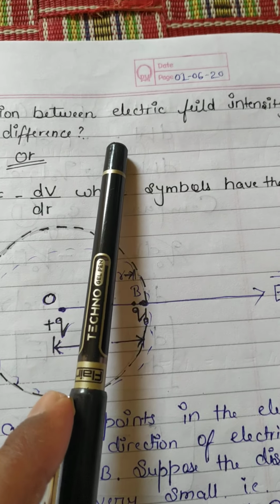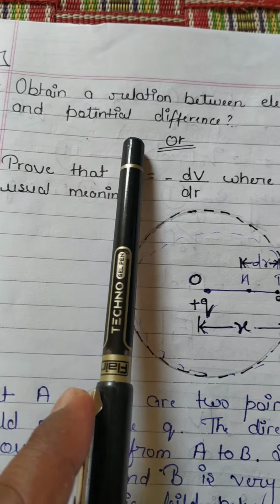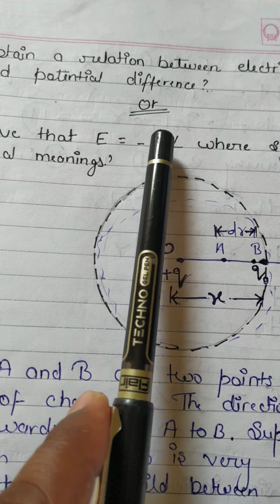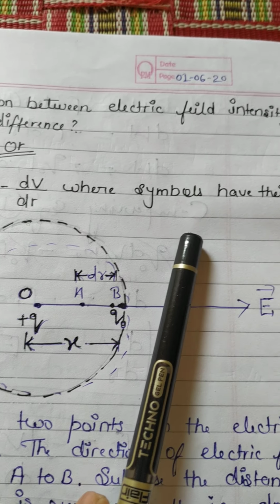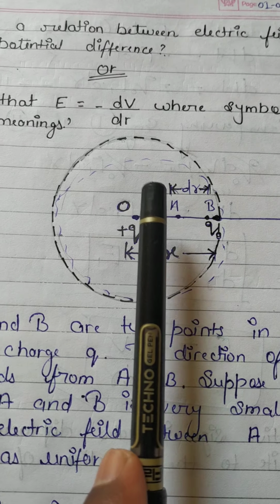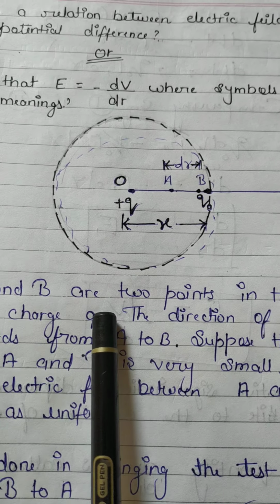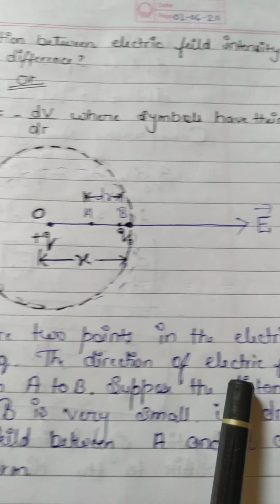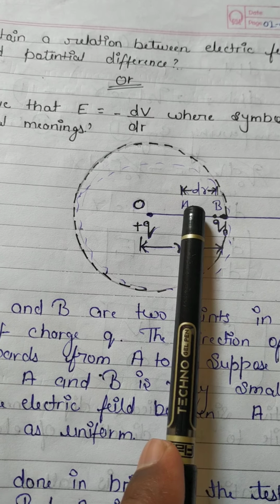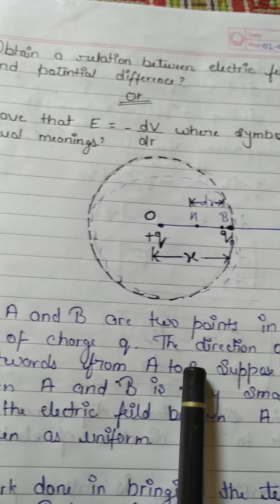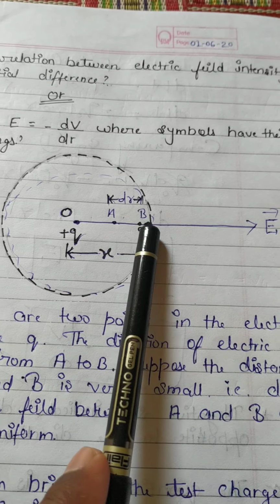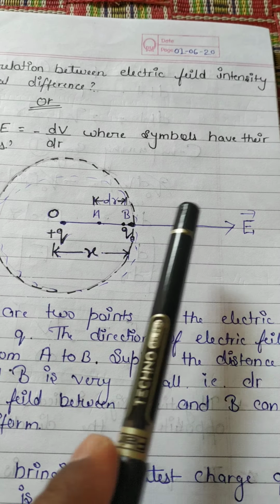Obtain a relation between electric field intensity and potential difference, or prove that E equals minus dV upon dr, where symbols have their usual meaning. Let A and B be two points in the electric field of charge plus Q at center O. The direction of the electric field is outward.